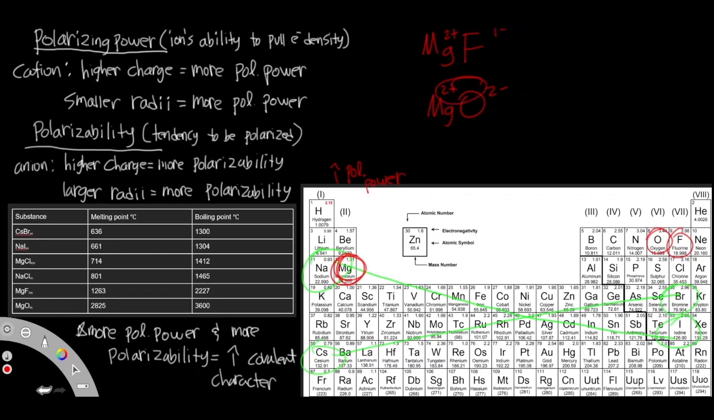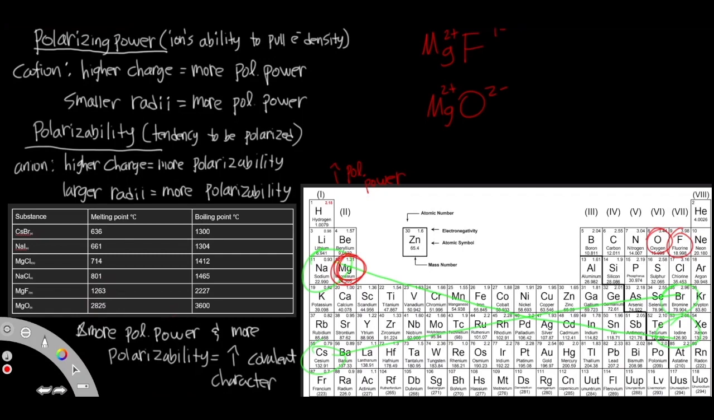So because they're the same, this is an exception rule where if their charges are large and they're both the same on each ion, it takes precedence. So MgO is actually going to be stronger held together than the MgF. And this is not minute. It's quite large, 2825 versus 1263.